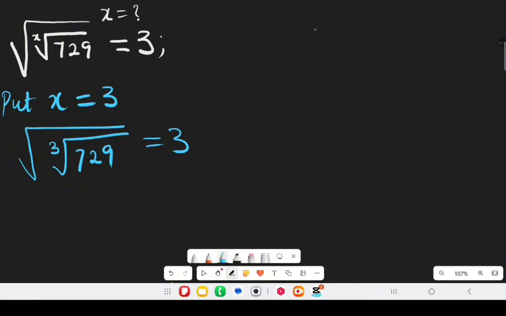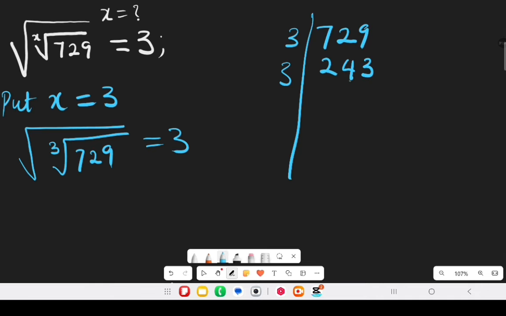Let's try. Then we have to use the long division method to divide 729. 3 into 7 gives us 2, left with 1. 3 into 12 gives us 4, and 3 into 9 gives us 3. When 3 goes, 3 into 24 gives us 8, and 3 into 3 gives us 1. 3 will still go. 3 into 81 gives us 27. 3 into 27 gives us 9, and 3 into 9 gives us 3, and 3 into 3 gives us 1.